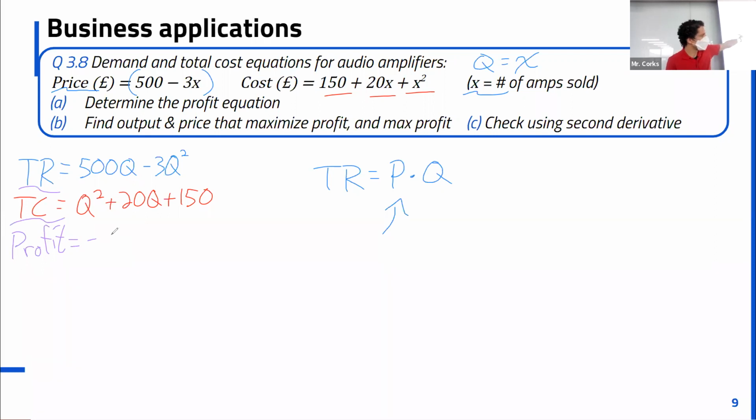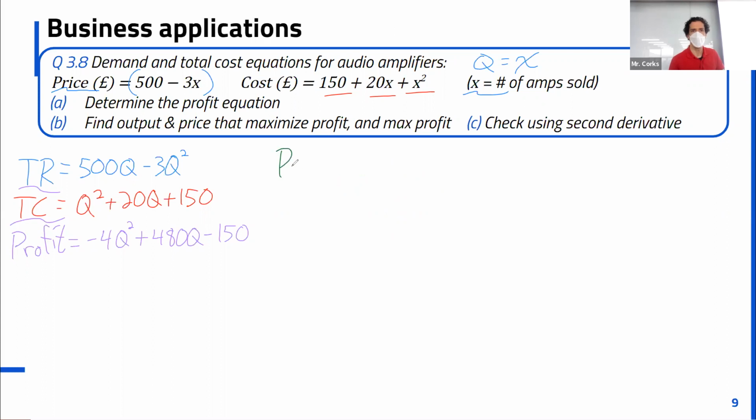Okay, so I'll call it Q here, just to match the labels here. Okay, 4Q squared, plus 480Q minus 150. There is our profit equation. And we now want to find our maximum profit.